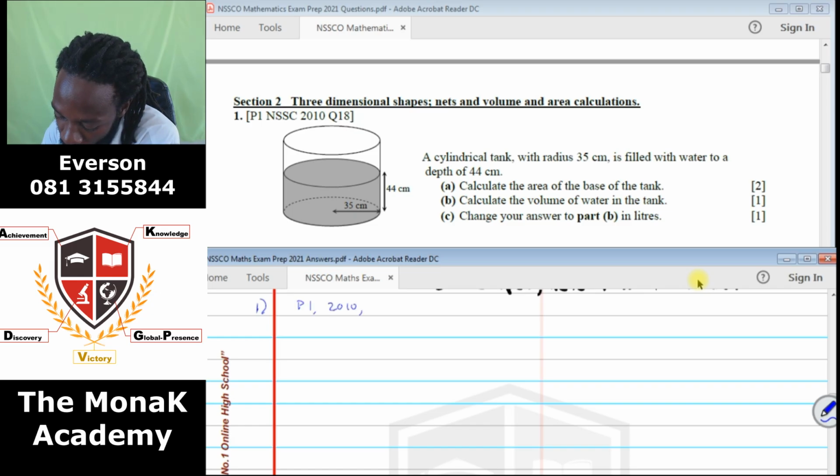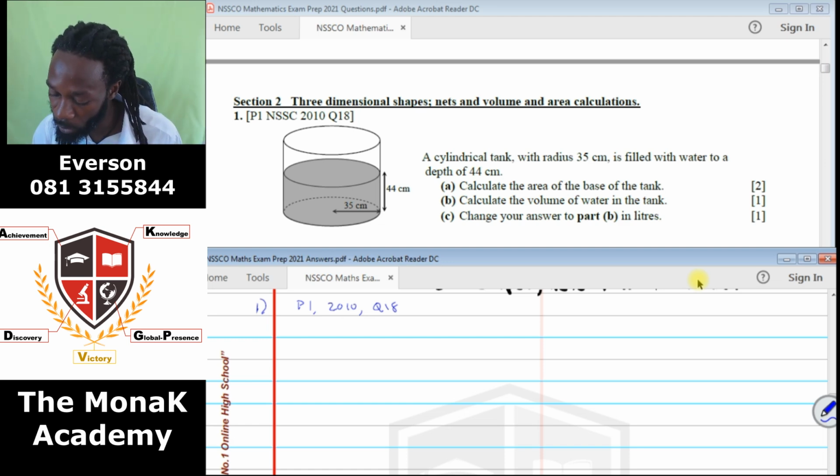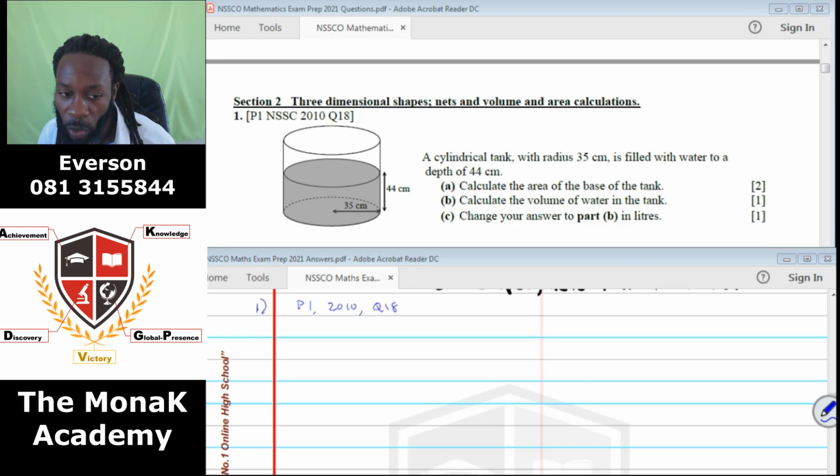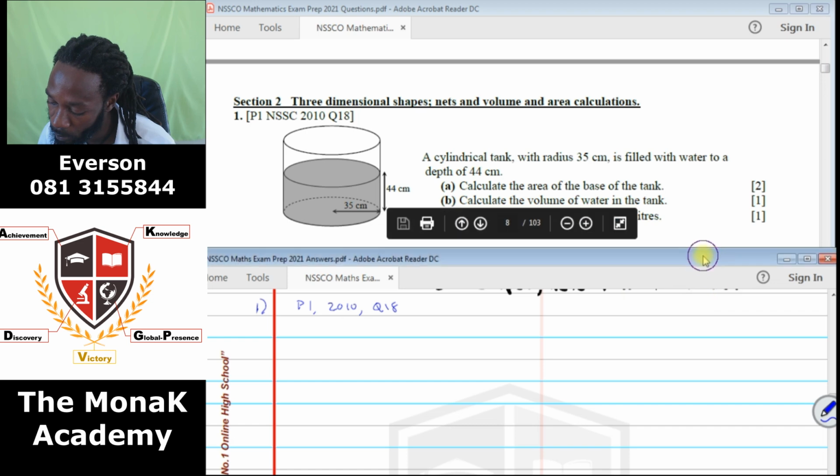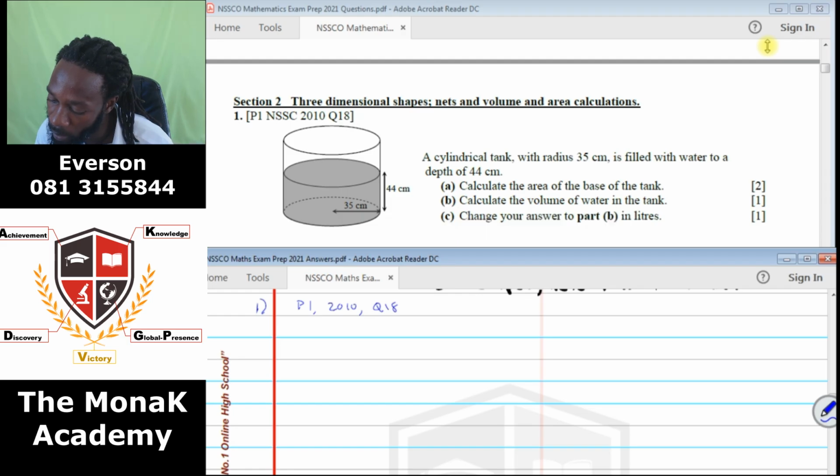2010, question 18. A cylindrical tank with radius 35 is filled with water. So the keyword is cylinder, we already know how to calculate a surface area as well as volume for a cylinder. And you fill with water to a depth of 44 centimeters, sorry. So the question now asks, calculate the area of the base of the tank.